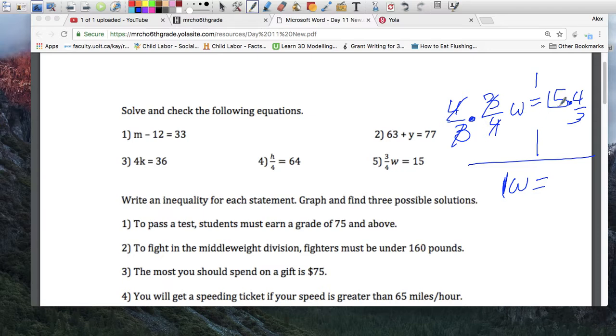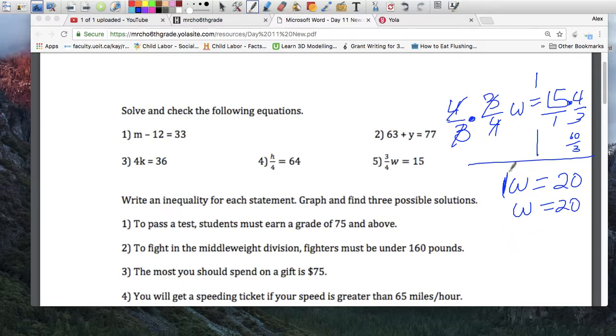On that side, I get 15 times the whole number times 4 over 3. So I can put this 15 as 15 over 1. Multiply the top: 15 times 4 is 60, and then 1 times 3 is 3. And 60 over 3 is the same thing as saying 20. Right? So our value of w is w equals 20.